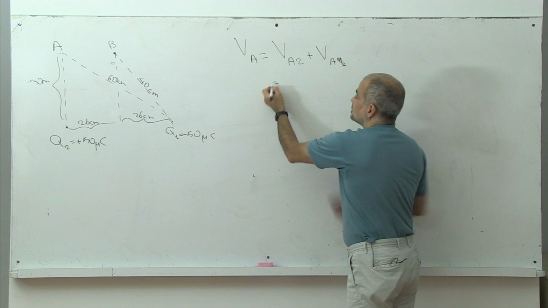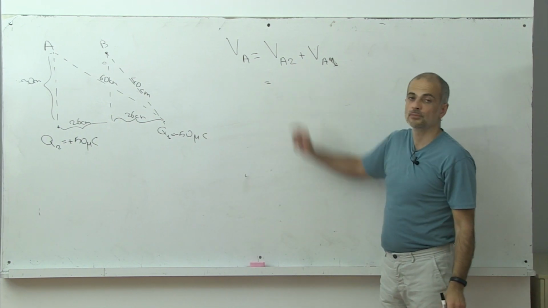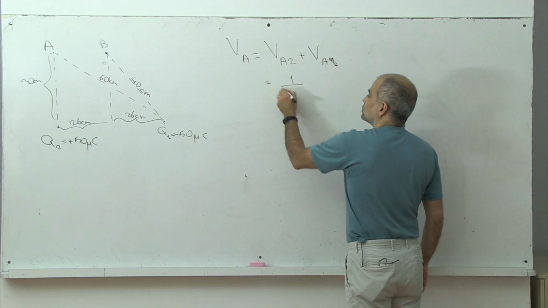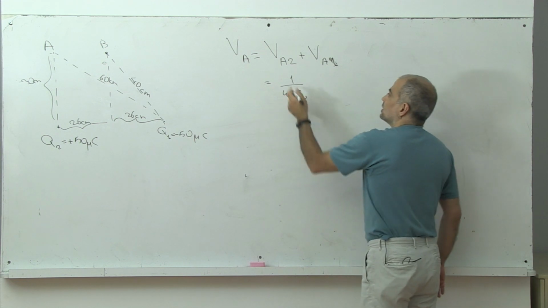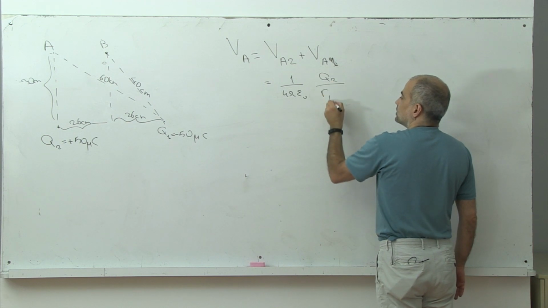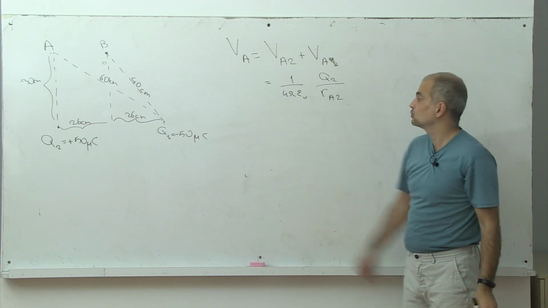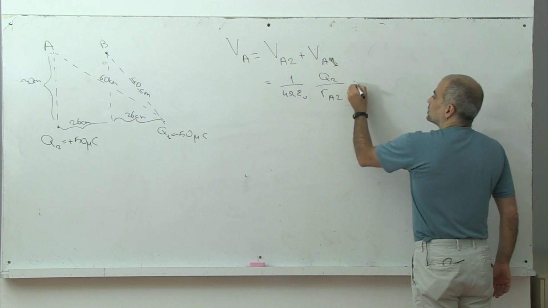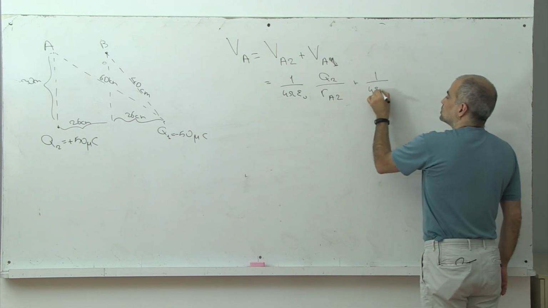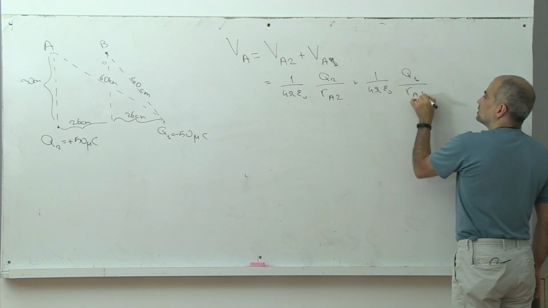And each one of these charges is a point charge. The potentials created by point charges are 1 over 4 pi epsilon 0 times the charge, which is Q2, divided by RA2. This is the distance between the point A and the charge 2. Plus 1 over 4 pi epsilon 0 times Q1 divided by RA1.